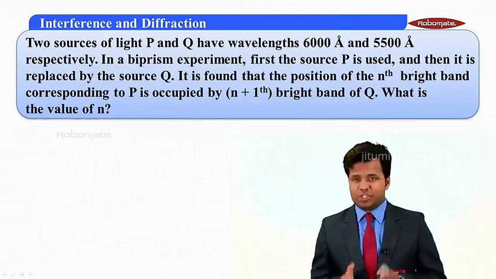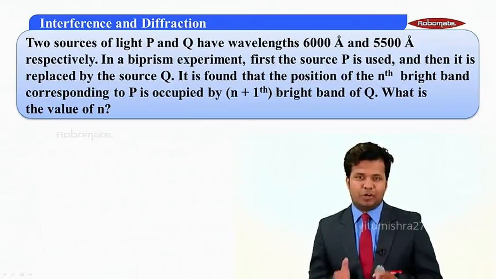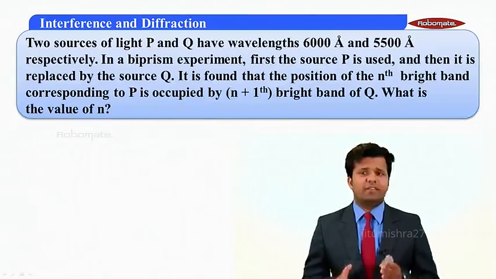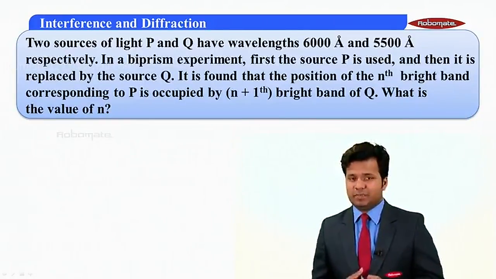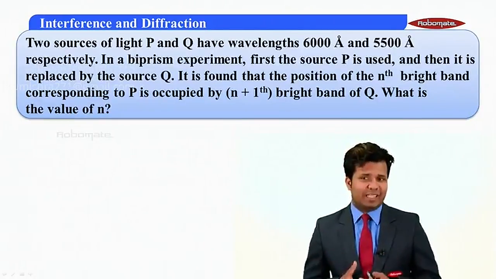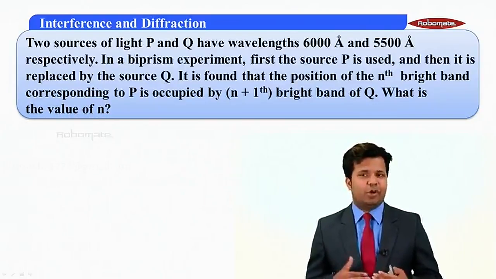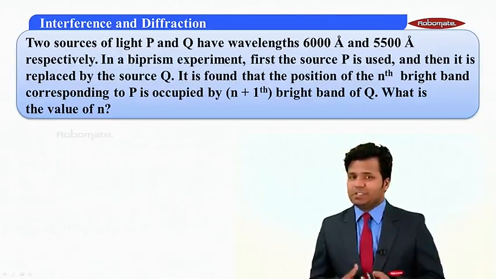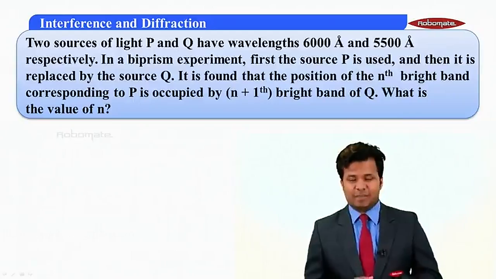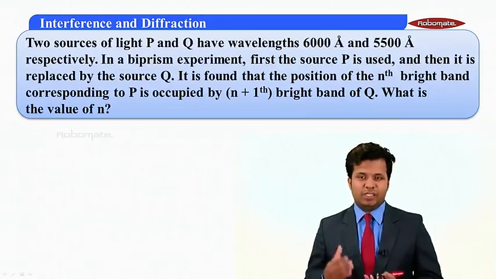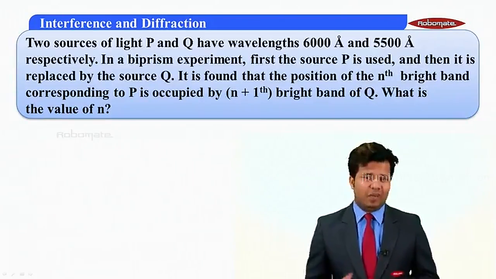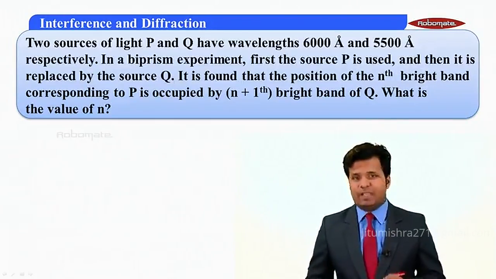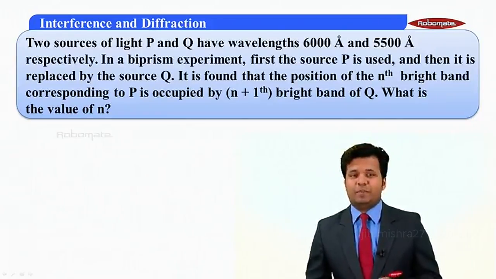Students, again, it is a question that belongs to the concept of shifting. Whenever the bands are shifting, some band or the other coincides with each other. And when the bands are coinciding, their distances from the central bright band are the same. So we say that their x's are the same, that is, the distance between the band and the central bright band, x, is going to be the same. If x is the same, then n1 lambda 1 would be equal to n2 lambda 2.